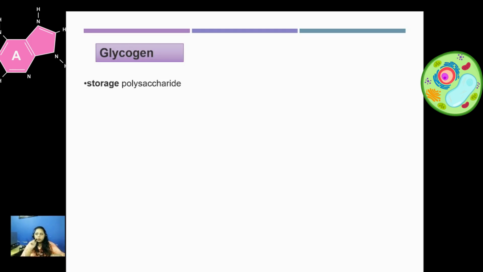When we talk about glycogen, it's a storage molecule, a polysaccharide in animals and in fungi, but not in plants, because plants store carbohydrates in the form of starch. When we learn about glycogen, we have a hormone in our body that converts the extra glucose into glycogen that is stored in our muscles.